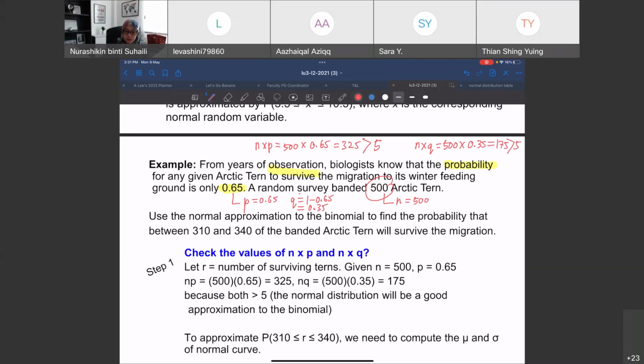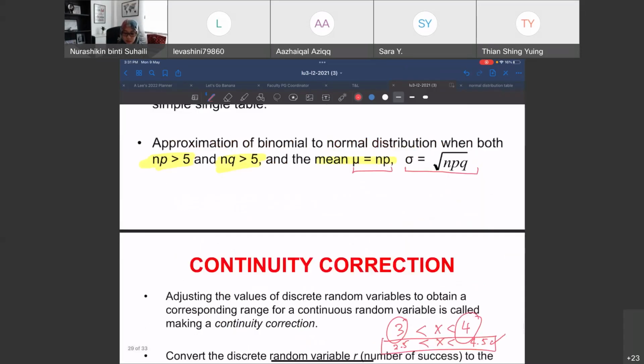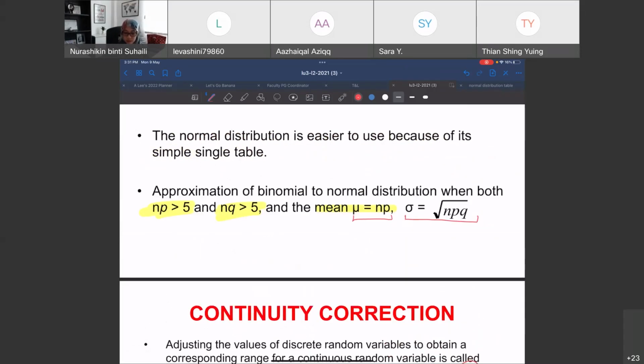Now we have to find the mean, because the mean is not given, isn't it? So we can use this formula, this one and this one. So mu, the mean, is equal to np, square root.